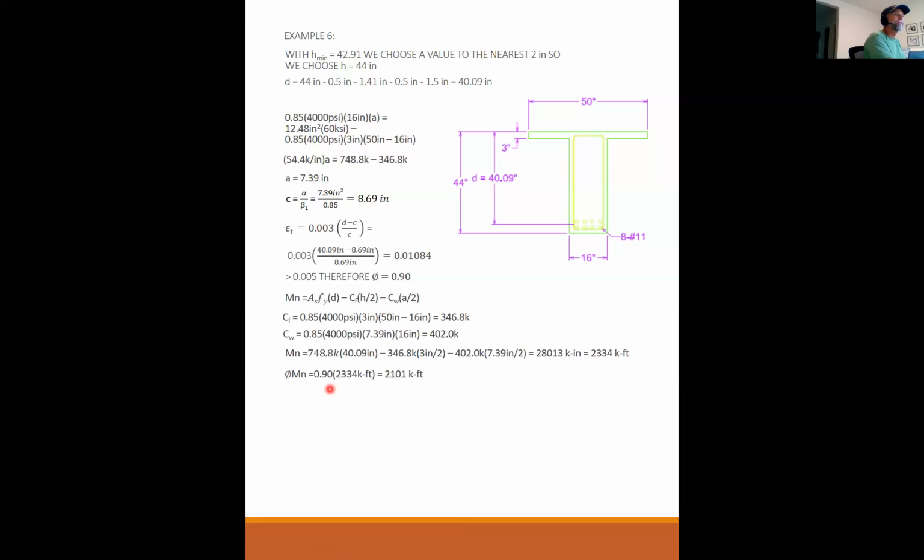I put a phi factor 0.9 on it. I get 2101 kip-feet, which is greater than 2,000 kip-feet. And so we have a satisfactory design. Okay, I do recognize these are getting fairly complicated. So by all means, please ask questions as they come up. So does anybody have any questions?